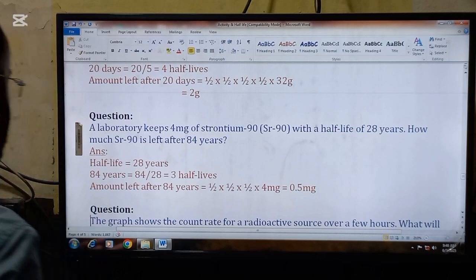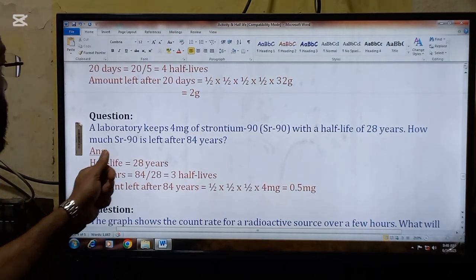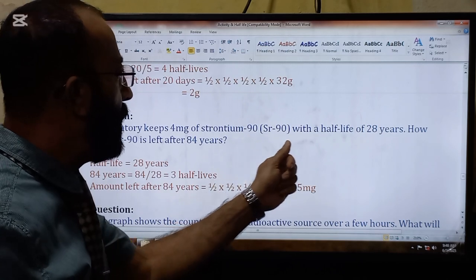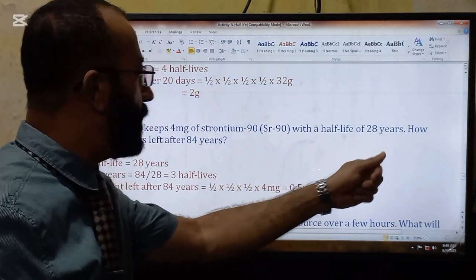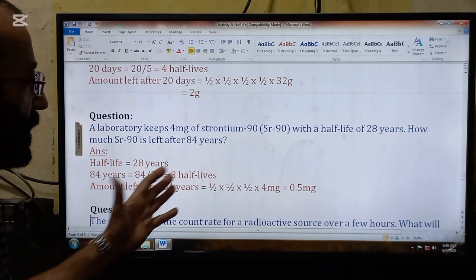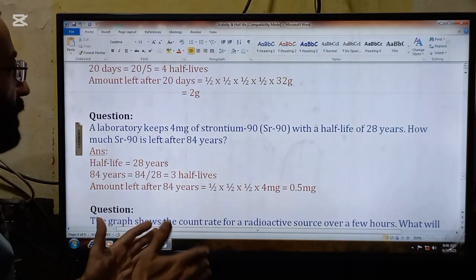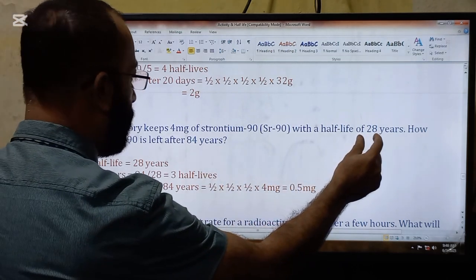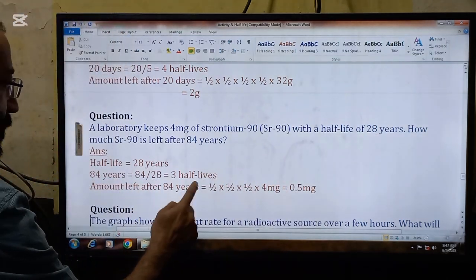And another question is here. A laboratory keeps 4 milligrams of strontium-90 with a half-life of 28 years. How much strontium-90 is left after 84 years? Again, very simple. First, we will find the half-lives. So 84 divided by 28 will make 3 half-lives.